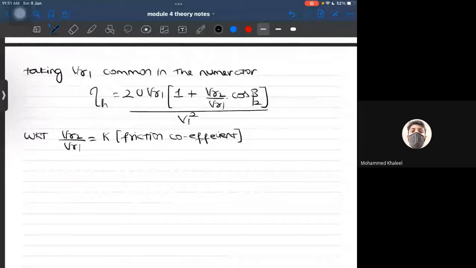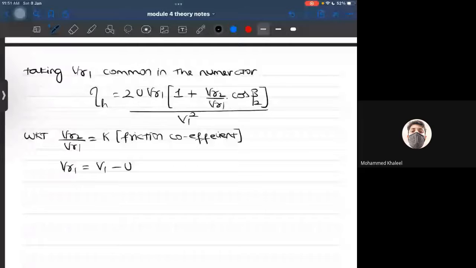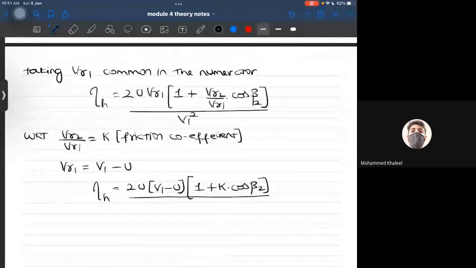And the second point: VR1 from the inlet velocity triangle is equal to V1 minus U, and hence the hydraulic efficiency becomes 2U into V1 minus U, substituting VR1, into 1 plus K cos beta 2, whole divided by V1 square.